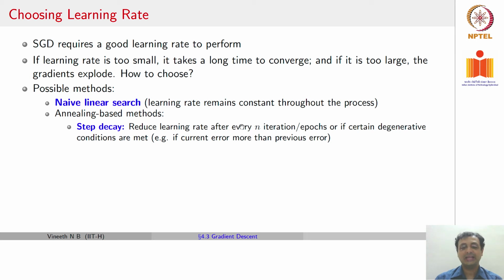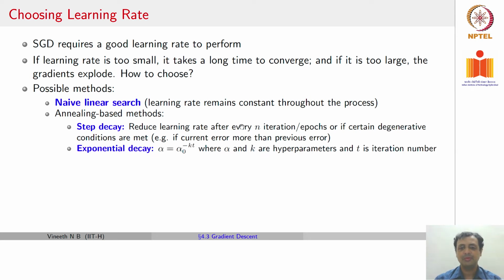The idea here is that as you keep training over iterations and epochs, you're probably getting closer to your minima. And when you get very close to your minima, you want to take small steps so that you reach your minima and don't overshoot it. And that's the reason for reducing the learning rate over time. That's called step decay. Another popular option is known as exponential decay.